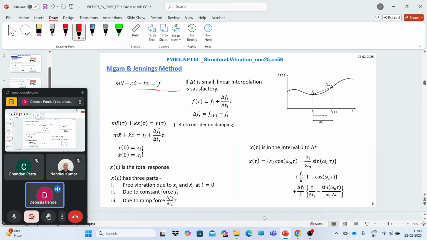Okay, so we start with our general assumptions, and if we consider that my load is linearly varying, then we can express the loading function f of tau equals f of i plus del f i plus del t i.